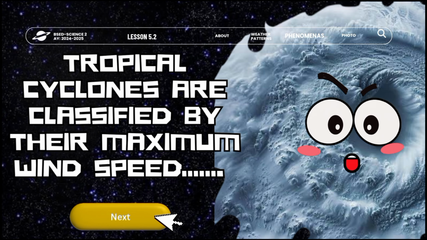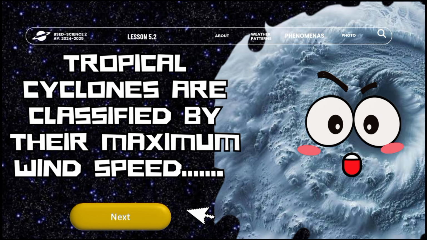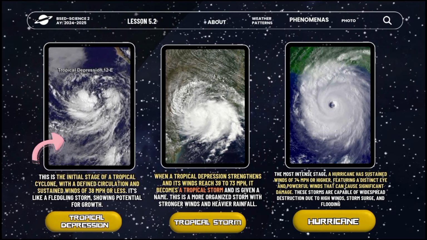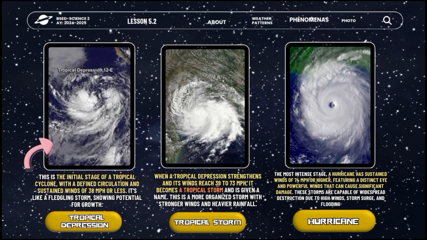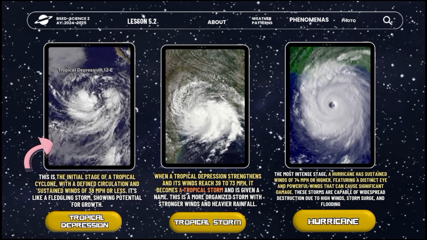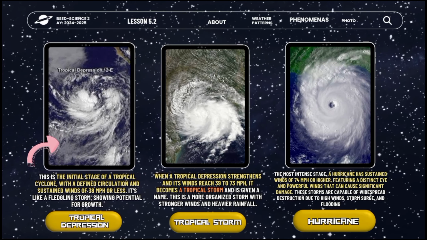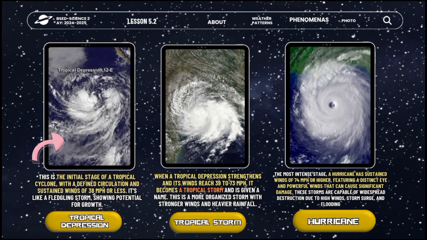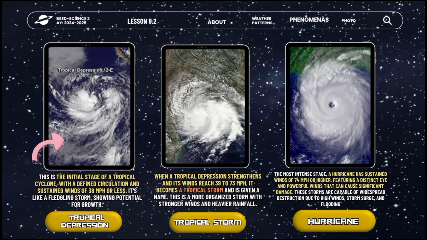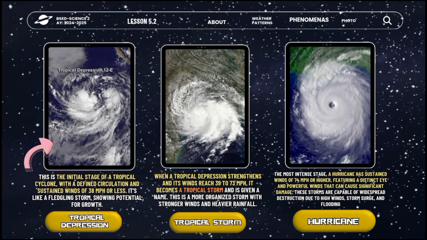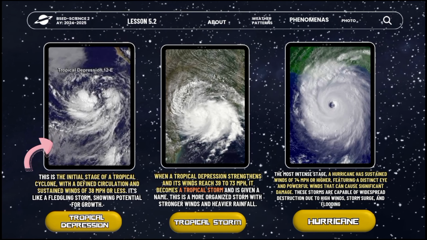Tropical cyclones are classified by their maximum wind speed. As you can see here in the first picture, this is the initial stage of a tropical cyclone, a tropical depression, with a defined circulation and sustained winds of 38 miles per hour or less. It's like a fledgling storm showing potential for growth.